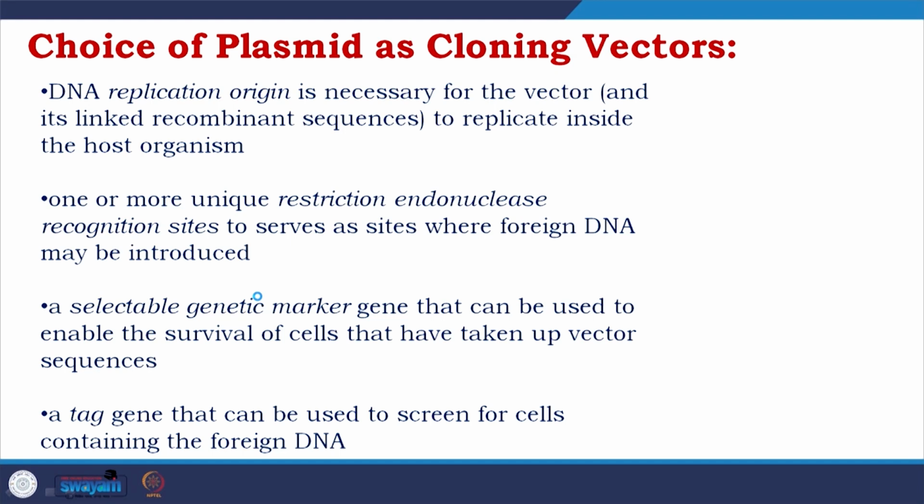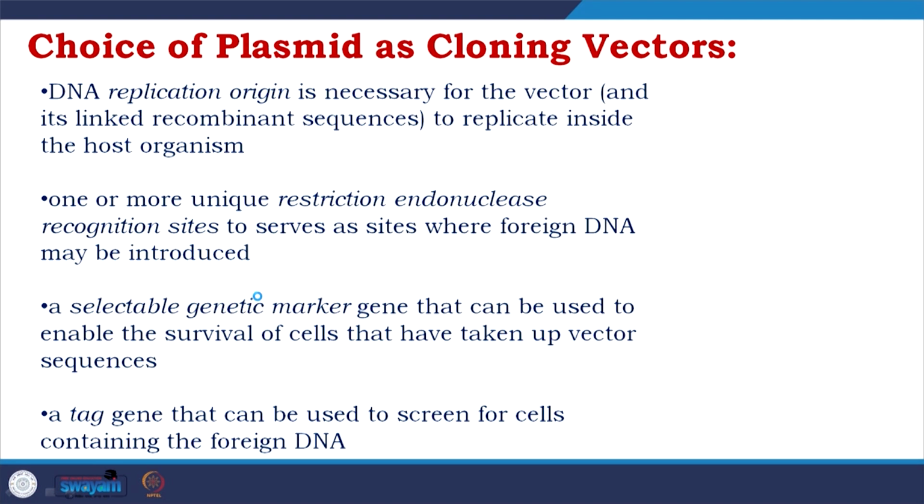That is why E. coli, when you are working in a bacterial system, is the choice of work. Then, the choice of plasmid as cloning vector: we look for a DNA replication origin, which is necessary for the vector and its linked recombinant sequence to replicate inside the host organism, which is E. coli. One or more unique restriction endonuclease recognition sites, the restriction enzyme which I was talking about, serve as sites where foreign DNA may be introduced, because you have to introduce your DNA into this cloning vector.